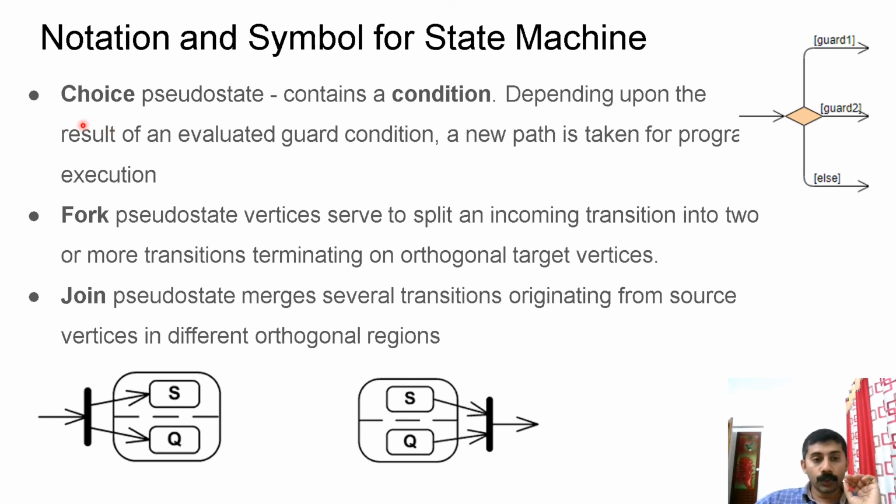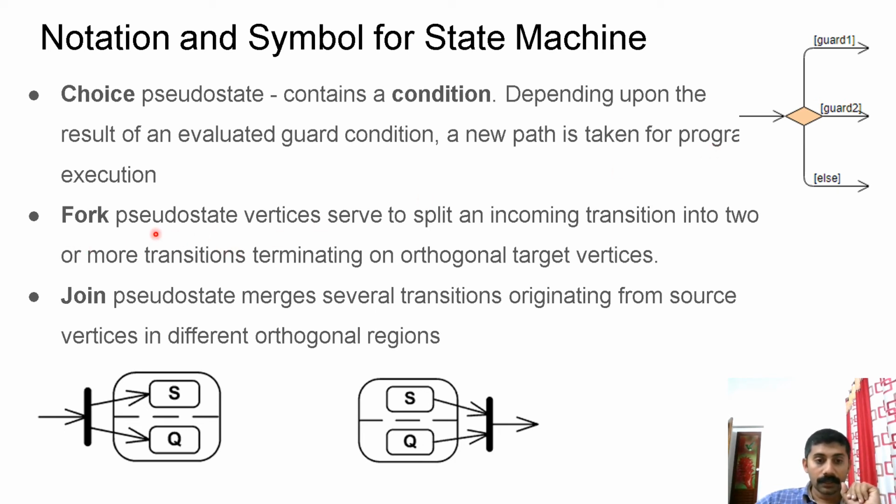Another notation is choice. Pseudo state contains condition depending upon the result of evaluating a guard condition. Guard condition is nothing but the text given in the square bracket. Depending upon the result of the guard condition, a new path is taken for program execution.